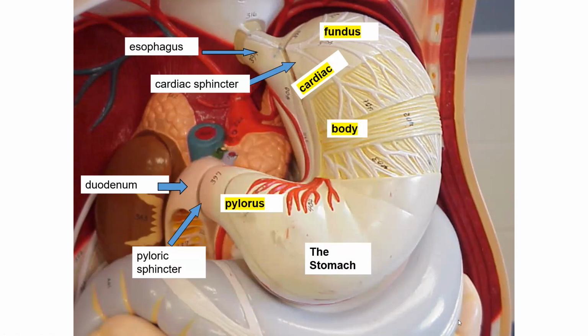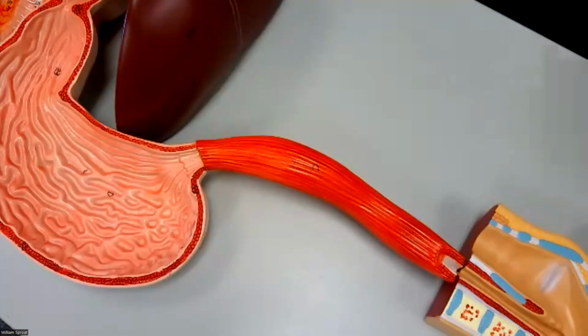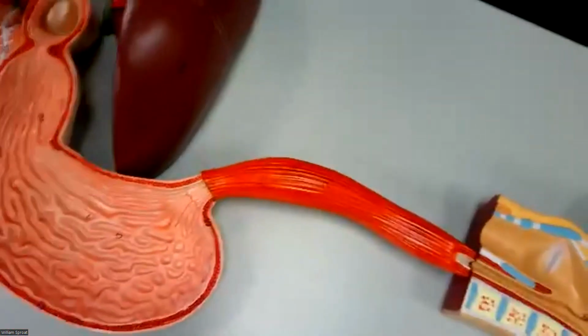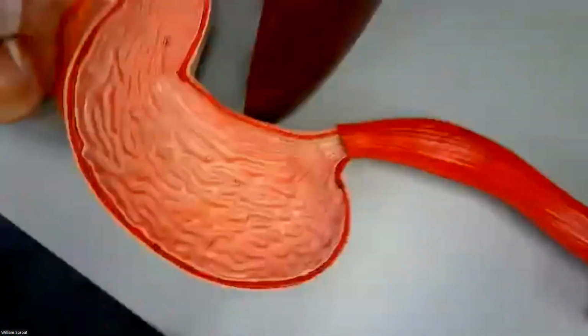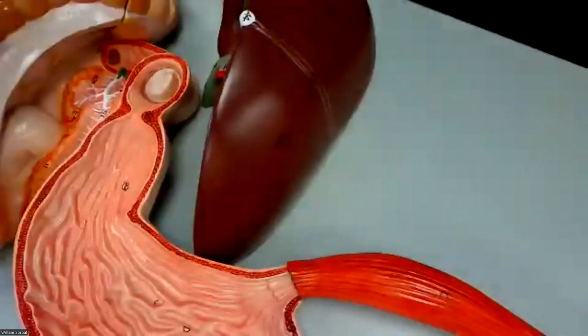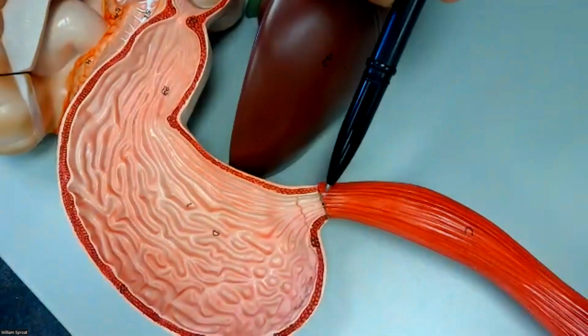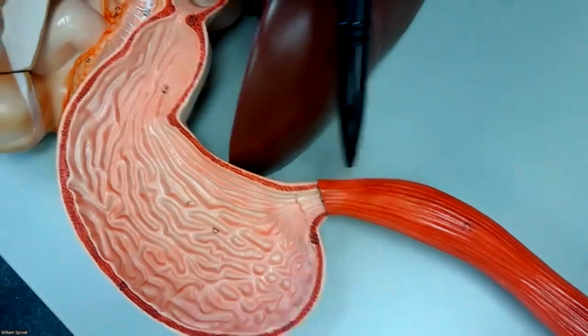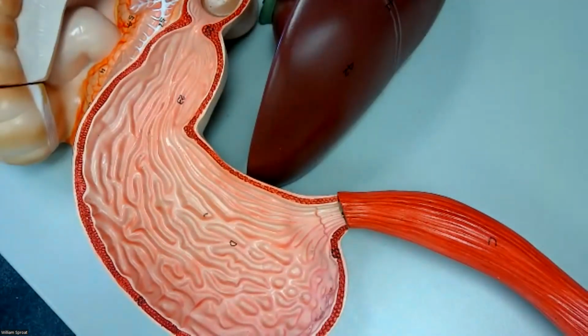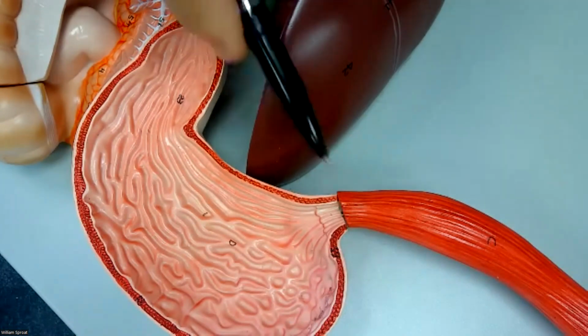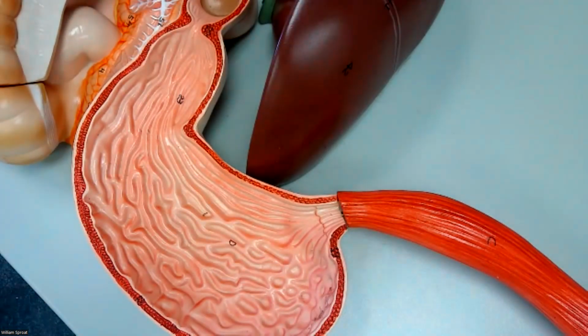So let's take a look at this structure. So over here, here's our stomach. Okay, there we go. So here's the esophagus coming in. This is the cardiac sphincter here. The role of the cardiac sphincter is to control movement of food going into the stomach. It's also trying to keep stuff from coming back out. It's the failure of the cardiac sphincter that causes acid reflux.